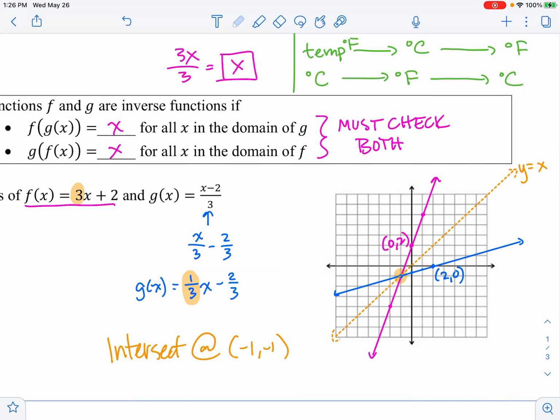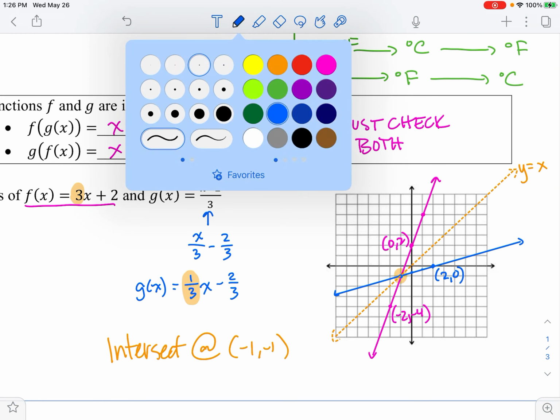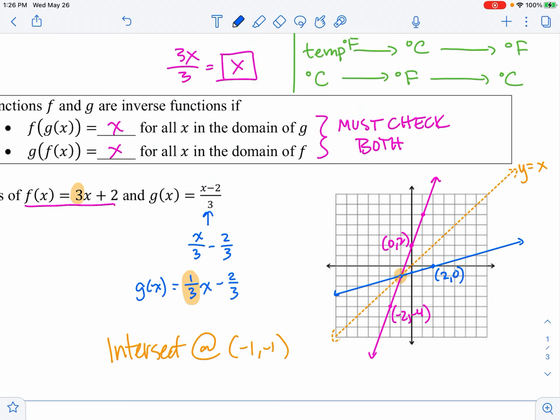Let's see another point on the pink graph. This one over here is -2, -4. So if I think this is right, I think the point on the other side would be -4, -2. Let's see if that's on the graph. Oh, sure looks like it is. It's not perfect, right? Because I did not draw it perfectly, but it looks pretty darn close.